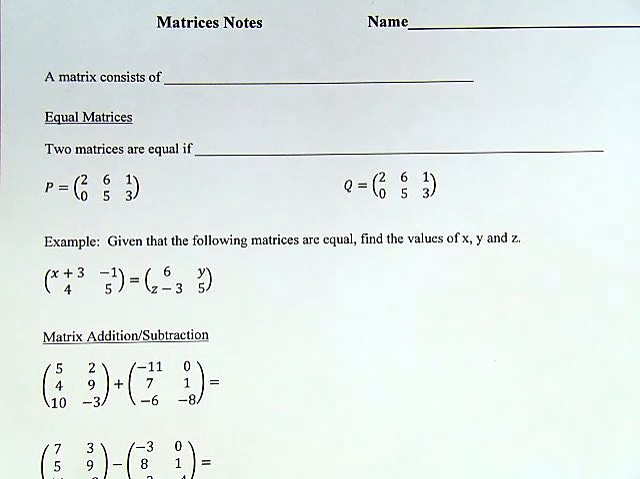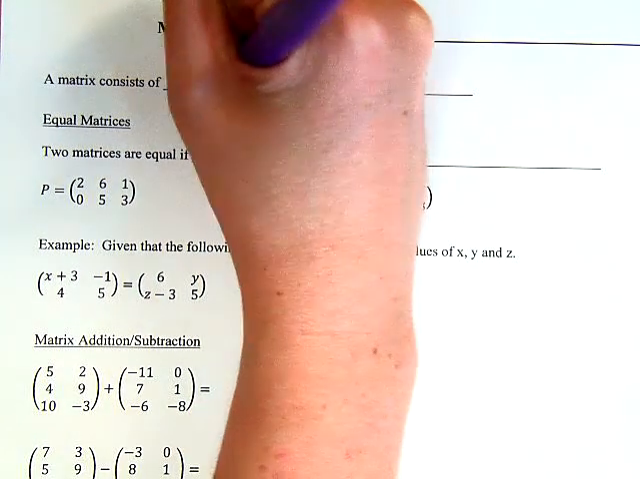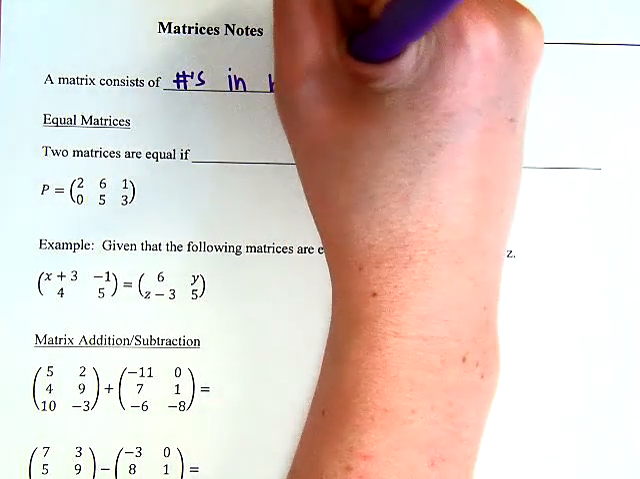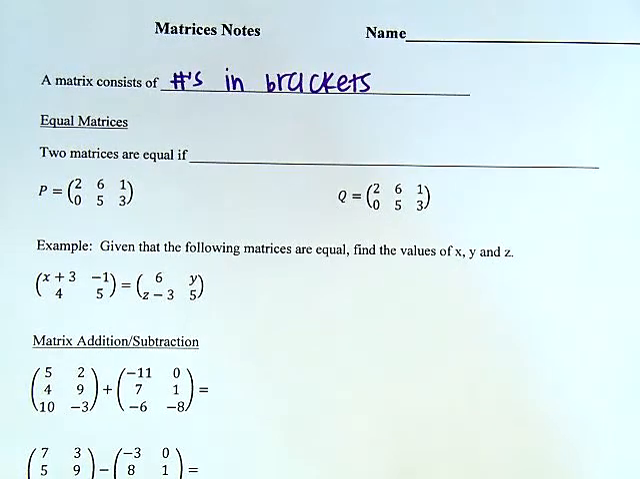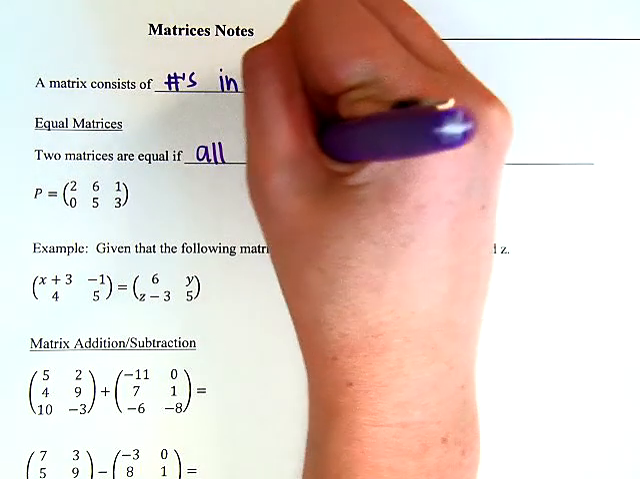Matrices, no, it's a little bit easier than the linear programming. Matrices consist of numbers in brackets. That's all it is. It's kind of like numbers grouped together. So two matrices are equal if all parts are equal.